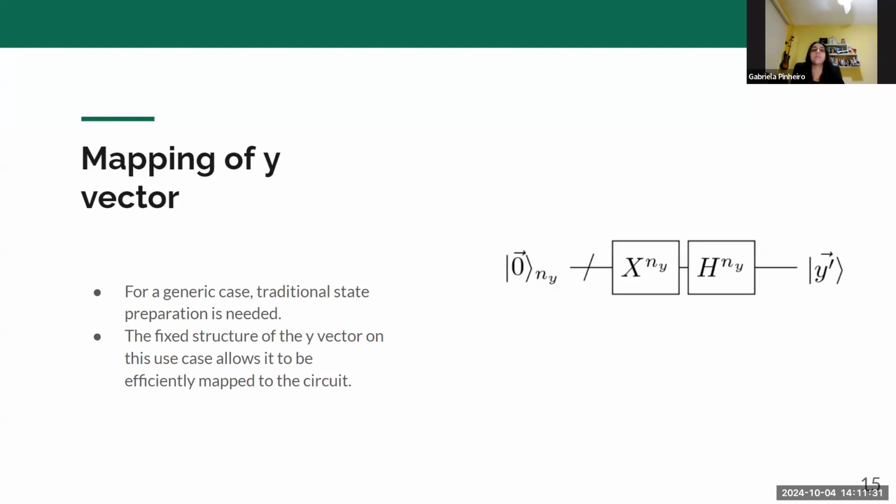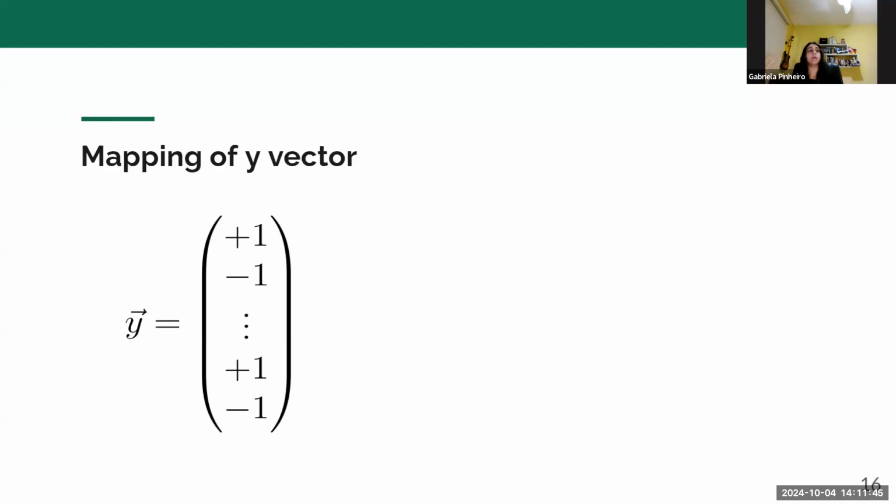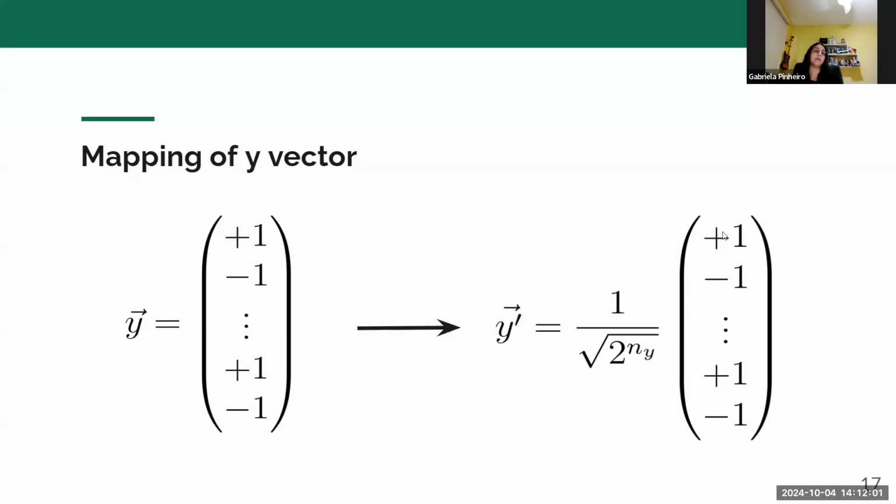In this case, however, because we have a fixed structure for the y vector that we can manipulate, we are able to efficiently map the circuit to a known quantum state. I'll explain a little bit later. The y vector we can always manage to have a 1 and a -1 structure. So there will be a 1 followed by a -1, followed by a 1, followed by a -1. When we normalize it, it has this shape here, which is maybe already recognizable as a known quantum state, which is the minus state.